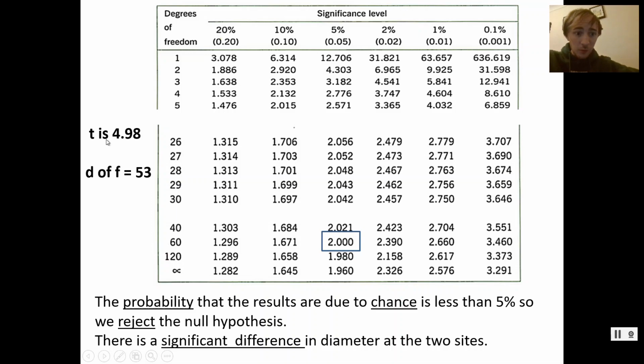Because your number, 4.98, is bigger by a long way than these numbers. In fact, you could scroll all the way along to up here, and you could say you're 99.9% certain. Because the 99.9% number is 3.46. And your number was 4.98. Right?